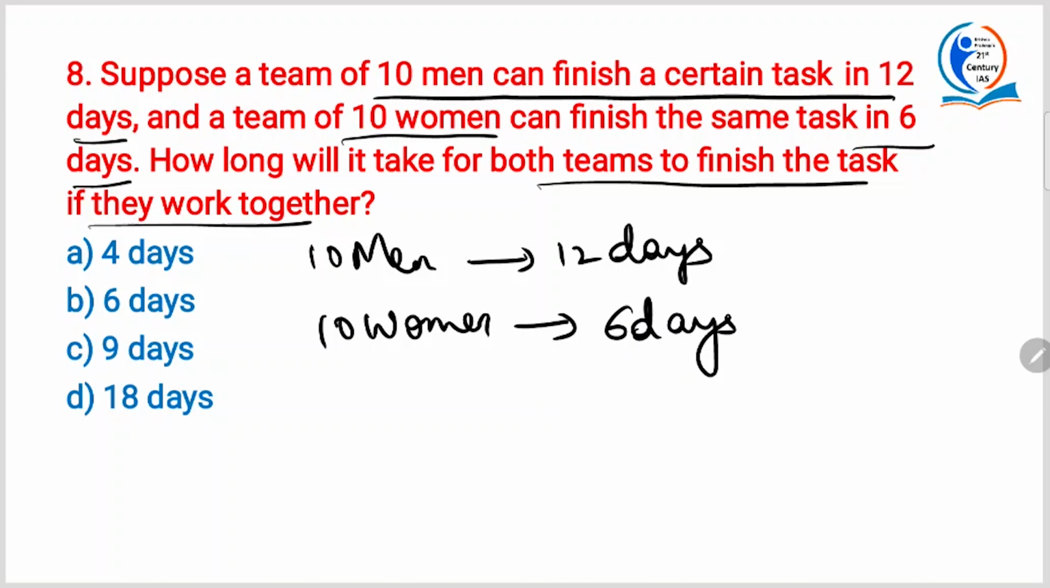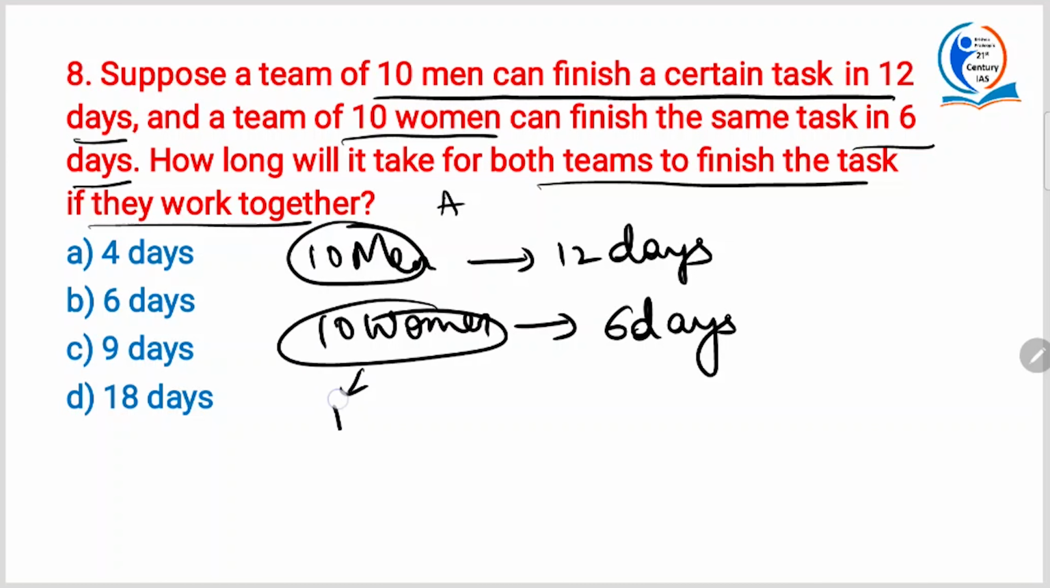Alright. Now, if you observe this one, it is similar to A can finish. Okay, if you take the 10 men as one group A and the 10 women as group B, A can finish the work in 12 days and B can finish the work in 6 days, then how much time will A and B together take if they work together? Alright, so this sum is very much similar to this pattern. A can finish in this much, B can finish in this much time. If A and B work together, in how much time will they finish?